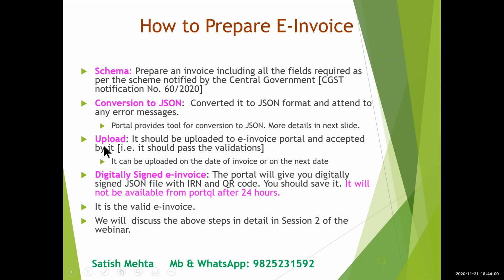Then the third part is upload. Whatever JSON files are created using that tool are to be uploaded to the e-invoice portal. Again, the portal will validate, and if it finds the invoice is valid, it will return you the e-invoice digitally signed by government, plus the invoice reference number, in short called IRN, and a QR code. You have to save this with you because it will not be available after 24 hours. So you need to save them properly and ensure that they are not lost.